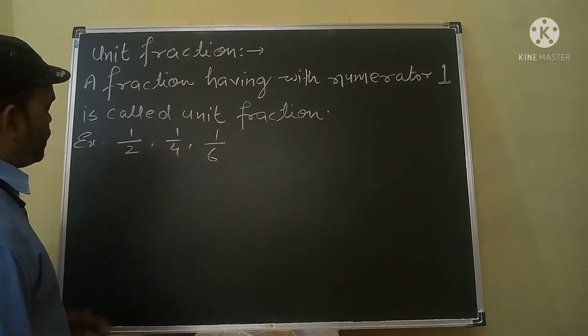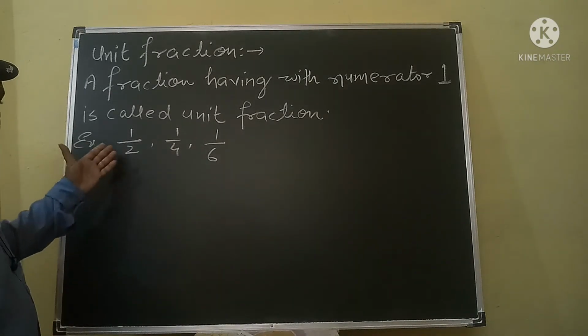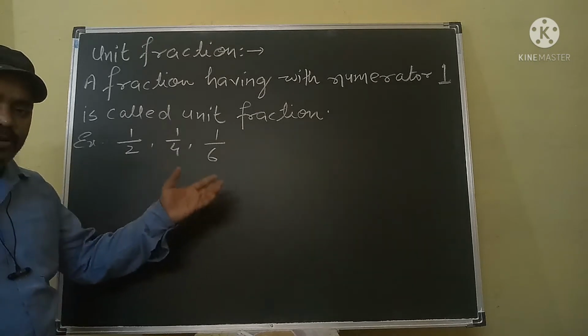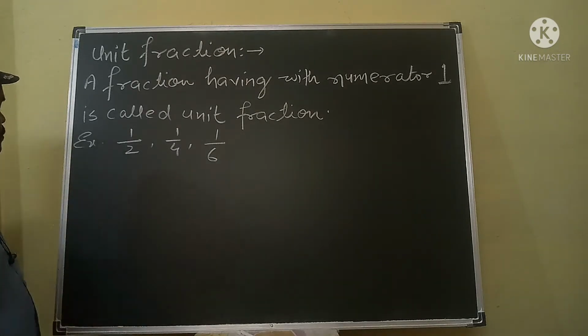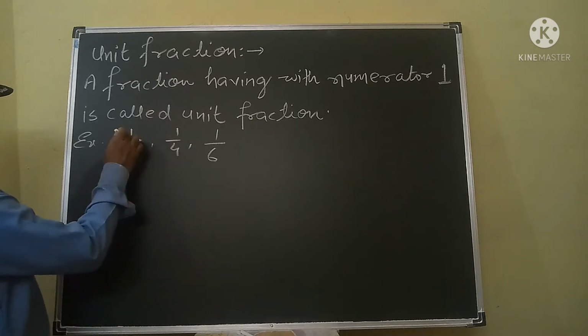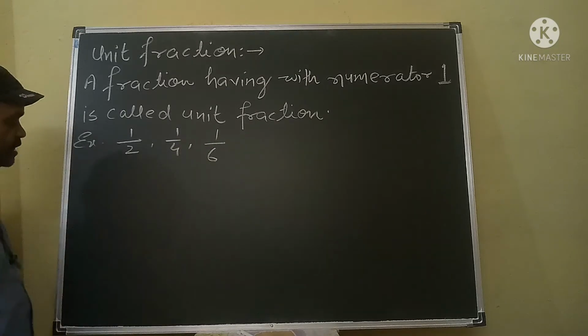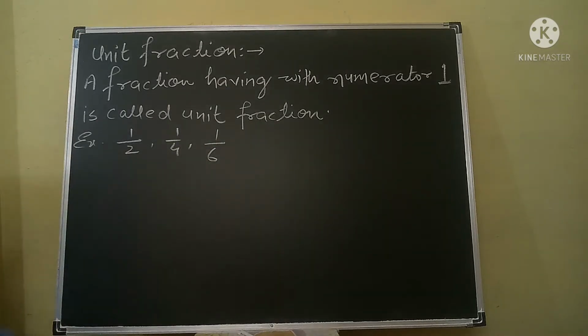Okay. Now, how will you explain a unit fraction with the help of a diagram? Suppose, look here, suppose this is 1 upon 4. 1 upon 2, 1 upon 4, 1 upon 6 are unit fractions. That's why the numerator is 1.